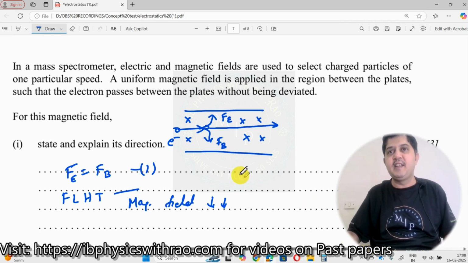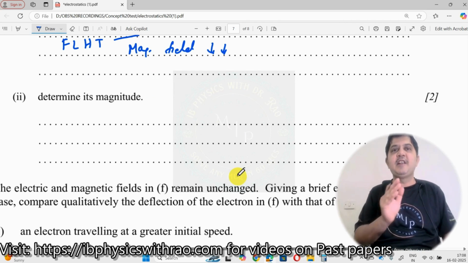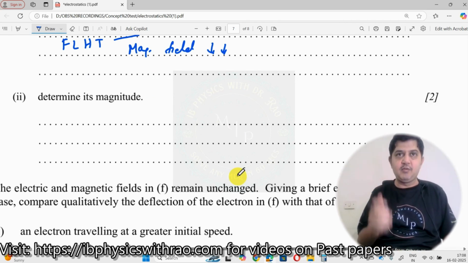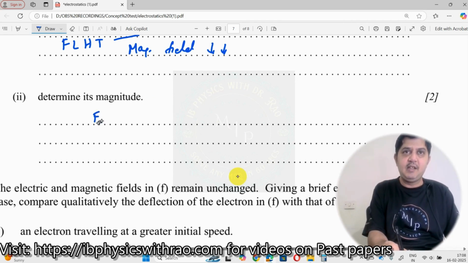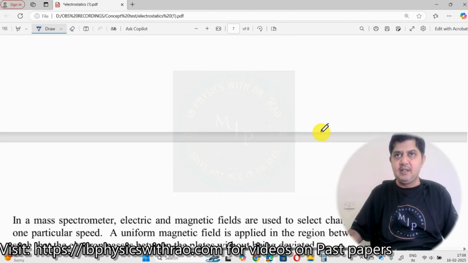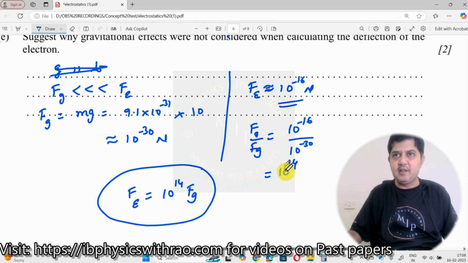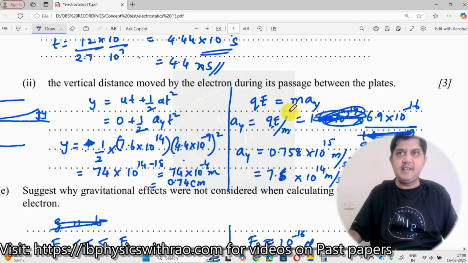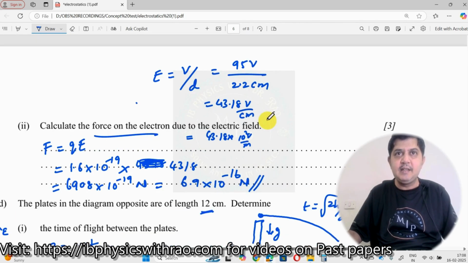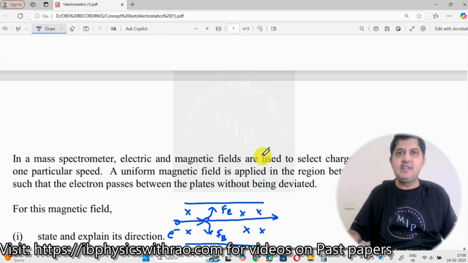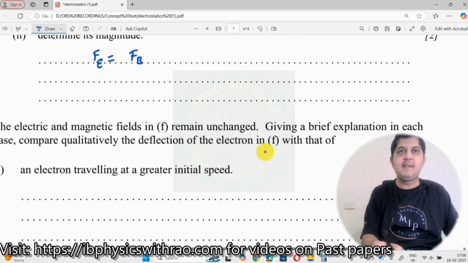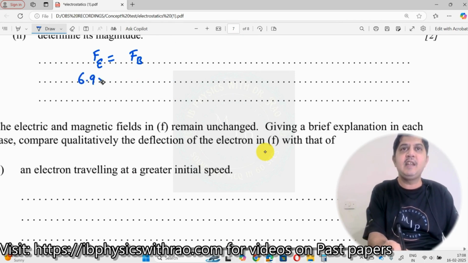Okay, next. Determine its magnitude. So what's happening once again? Fe is equal to Fb. Fe already you know. What is the value of Fb? Fe value is given here, 10 power minus 16. Let me take the exact value of Fe: 6.9 into 10 power minus 16 Newton. Let us take that value. So I will take 6.9 into 10 to the power of minus 16 should be Fb.